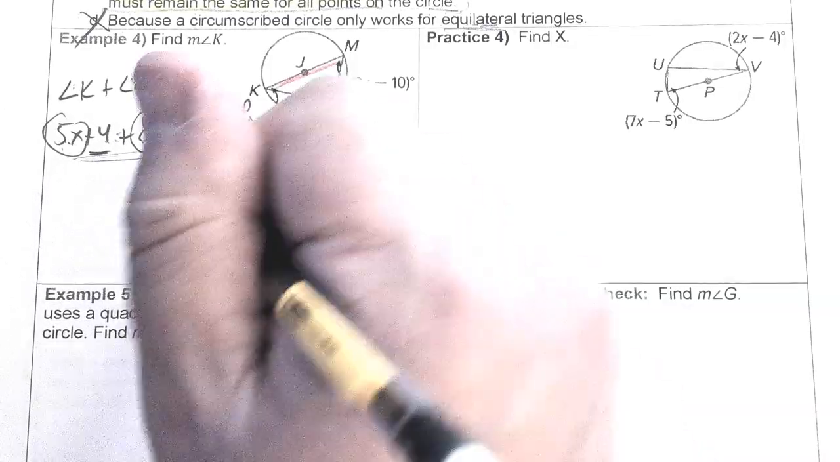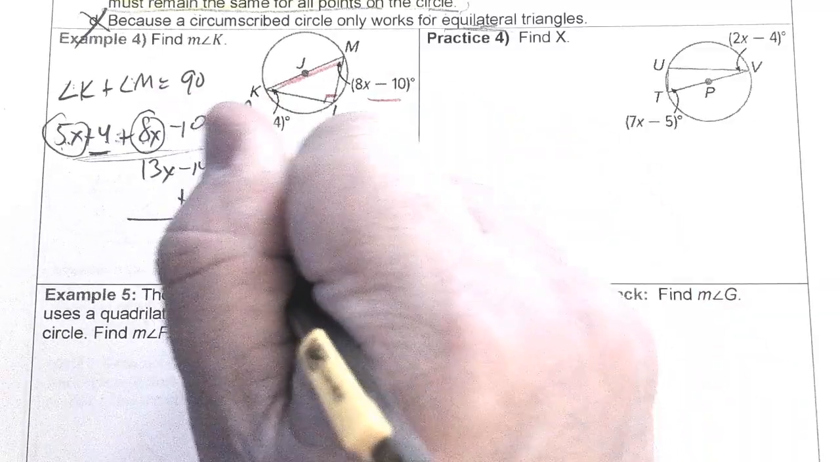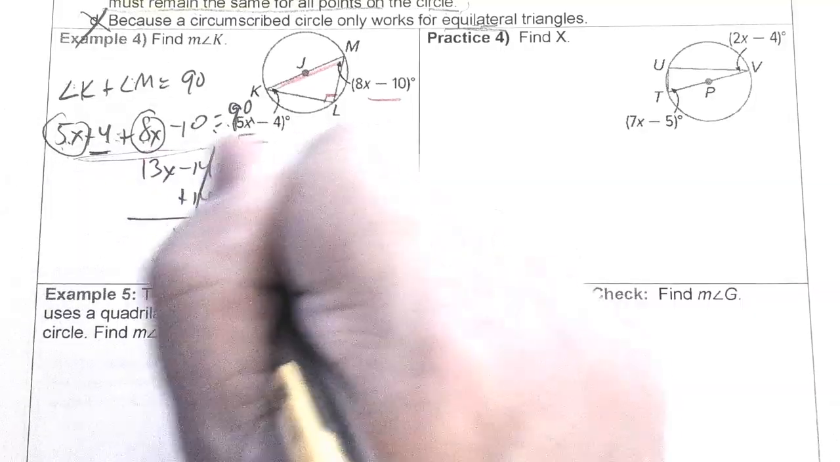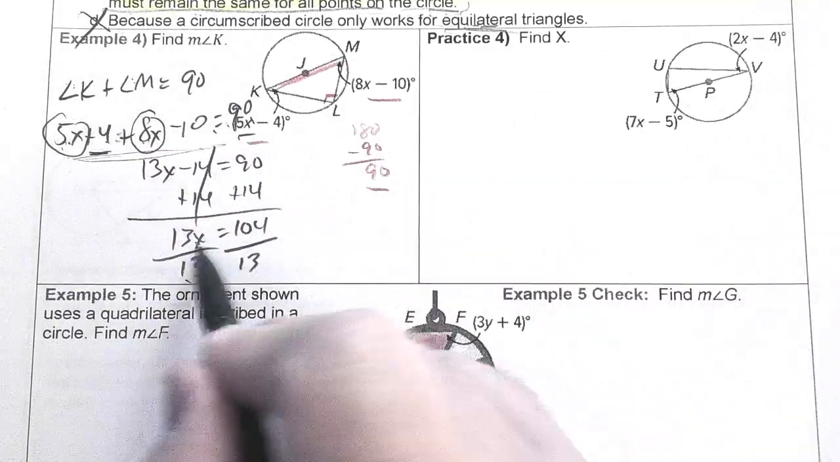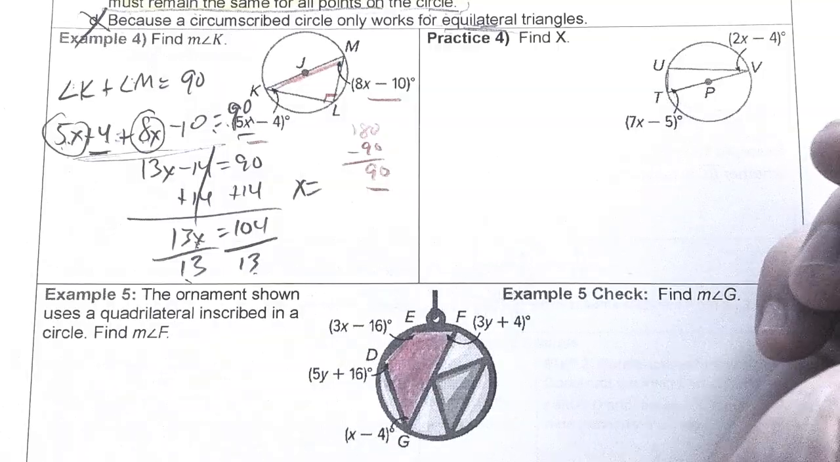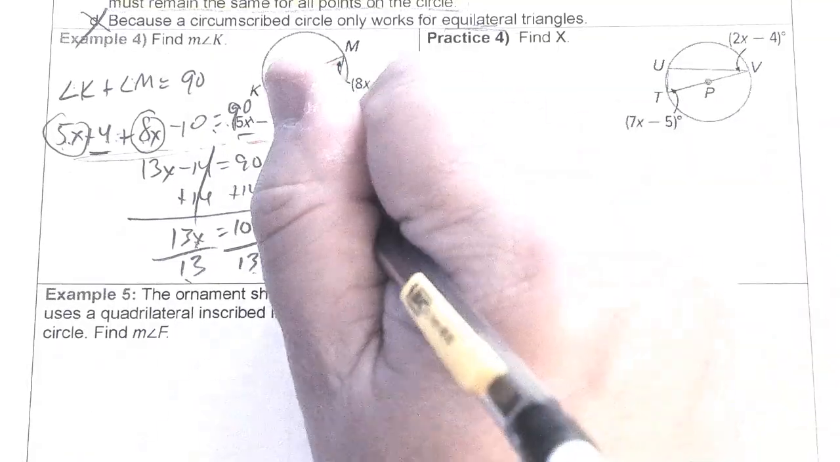Okay, making sure I did it right the first time. All right, 90 plus 14 is 104. These cancel, so we get 13x equals 104. We need to divide both sides by 13 because we want x alone. x equals 104 divided by 13, which is 8.